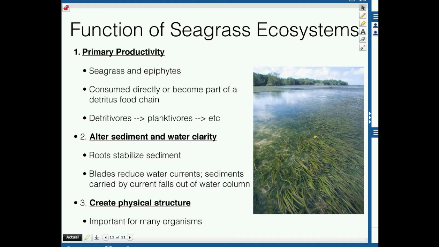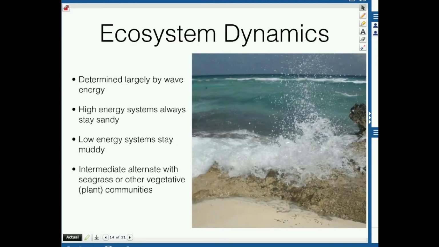They can alter sediment and water clarity. You've got plants, and plants stabilize the sediment, so their roots are going to stabilize the sediment and reduce erosion. The blades of this grass, because there's so many of them, actually reduce water current, so they keep the area a little more still than it would be. Any sediments that would be carried by the current fall out of the water column and are deposited there, so you'll actually have additional sediments instead of less. And then they create structure underwater, which is important for baby fish and things. It's almost like a nursery for a lot of organisms.